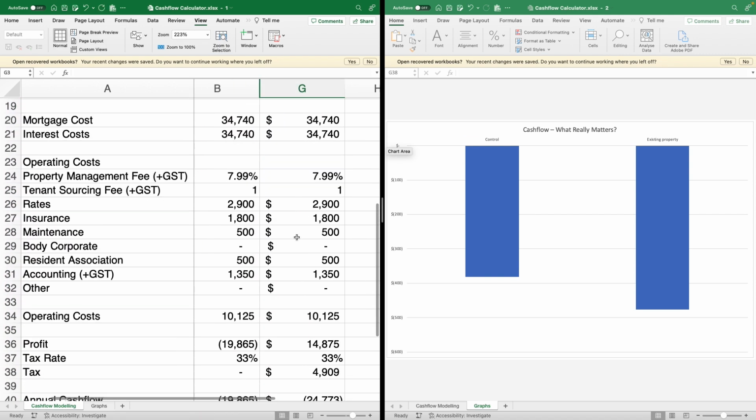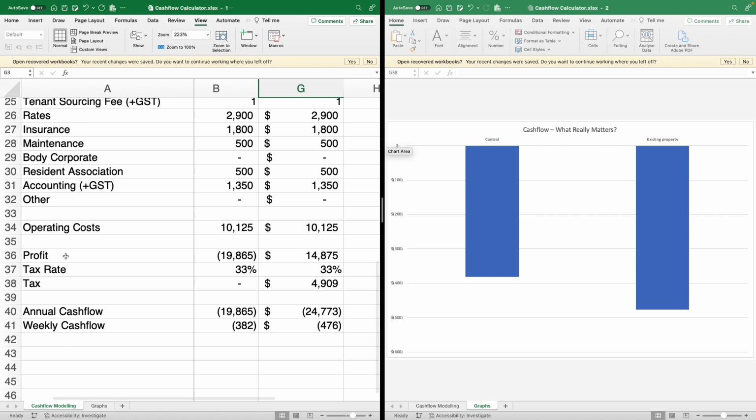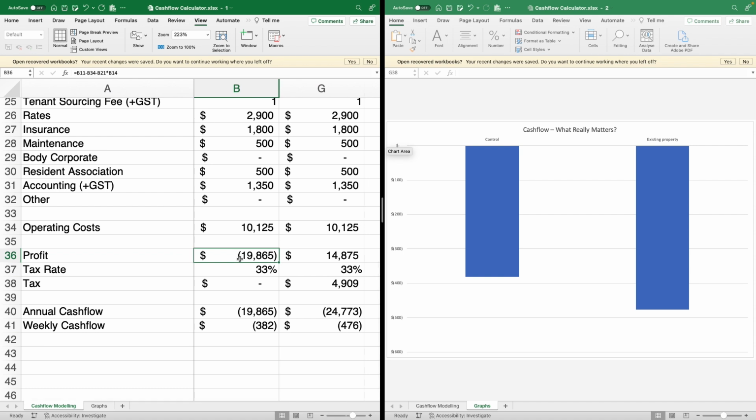The interesting thing, though, is that if we just change the property type, look what happens to the taxable profit. Because our $35,000 worth of interest costs are no longer deductible, no longer counted within the tax calculation, instead of losing $20,000 in the IRD's eyes, we are now making almost $15,000 in the IRD's eyes. Now, what does that mean? We've then got to pay tax. So rather than having no tax bill or actually getting a taxable benefit, we now have to pay almost $5,000 of tax.